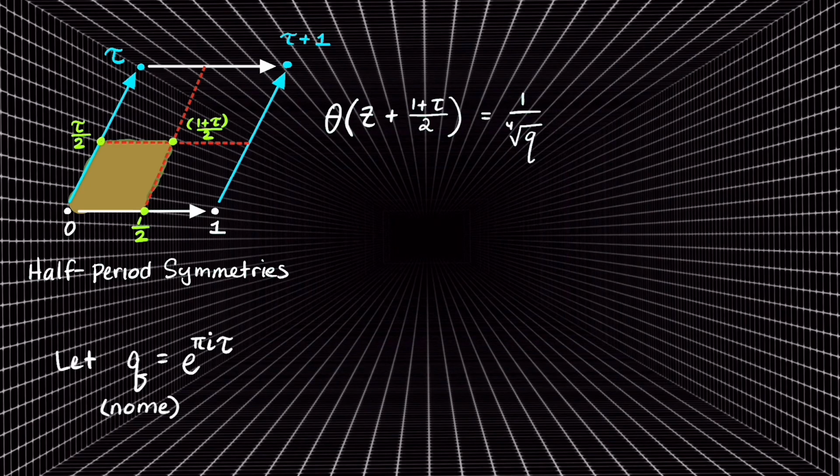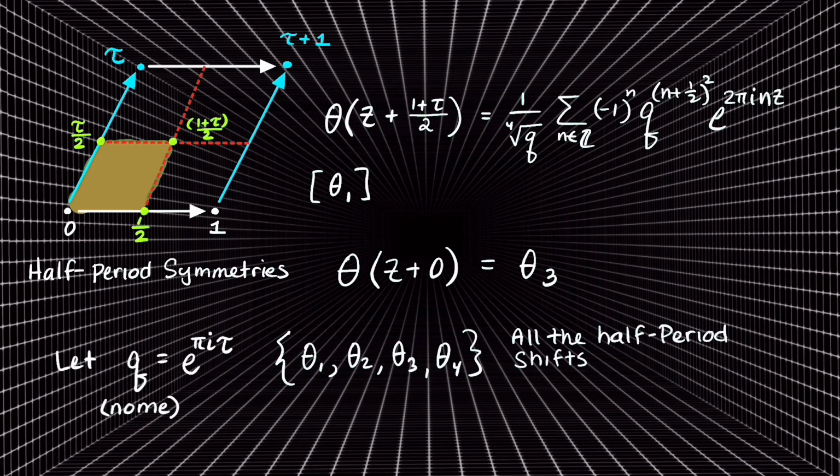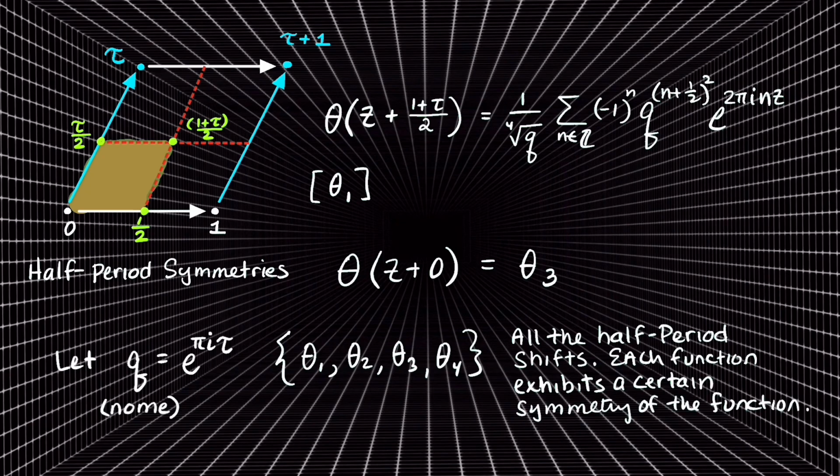Now, if we also shift by half of the value of tau plus 1, we also pick up a phase factor as well as an alternating series term, and that we will designate as theta 1. And finally, no shift we'll call the mother function, theta 3, which is the theta function itself. And these four functions, all the half-period shifts, each exhibit a certain symmetry of the function. Theta 3 obviously being the identity.